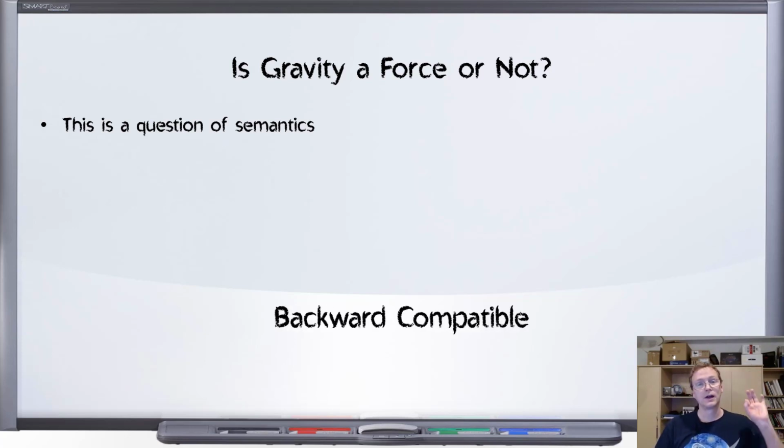Remember, Einstein's field equations are 100% backward compatible with Newton. And now, I know you're out there, if you're still even watching, you're shouting back at me, no way, you can't be backward compatible if you say it's not a force. It's just a word. The word force is just a word. Changing the word to a different word does not change the meaning. It does not change the mathematics. It does not change the science. It does not change the logic.